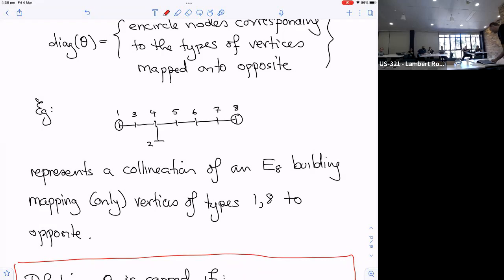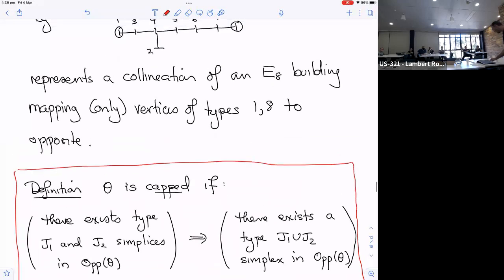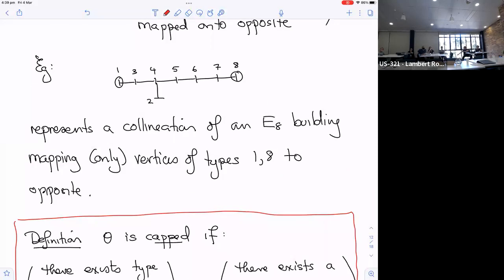The next definition is, as we were investigating, this seemed to be a good definition, so I'm going to call theta cat if whenever there are simplices of types J1 and J2 mapped onto opposites, there's a simplex of the union mapped to opposites. In other words, if I let J be the union of all the encircled nodes, all of the types for which there's a vertex of that type mapped to an opposite, then there's actually a simplex of that type somewhere in the building mapped to an opposite. It's definitely not saying that every type 1 vertex is contained in such a simplex, but somewhere there's a type 1,8 simplex mapped to an opposite. Okay.